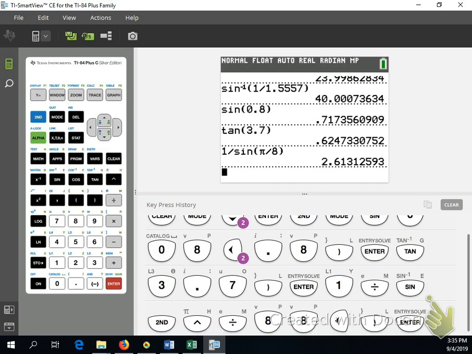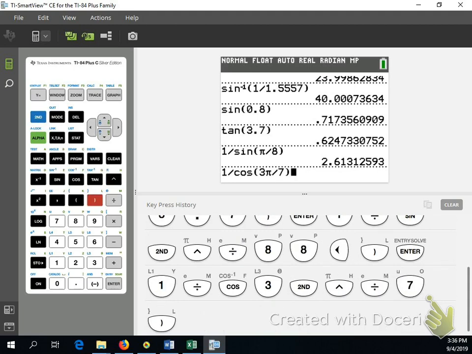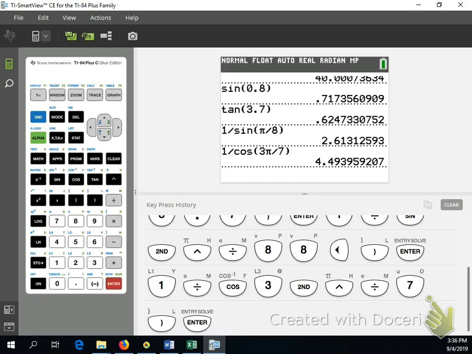Okay, but actually use the pi button. Don't use 3.14. Secant is the reciprocal of cosine. So we want to go 1 divided by cosine, and then in parentheses 3, and you can just type in pi, 3 pi divided by 7, and we should be in good shape there, which is 1.4493 or so.